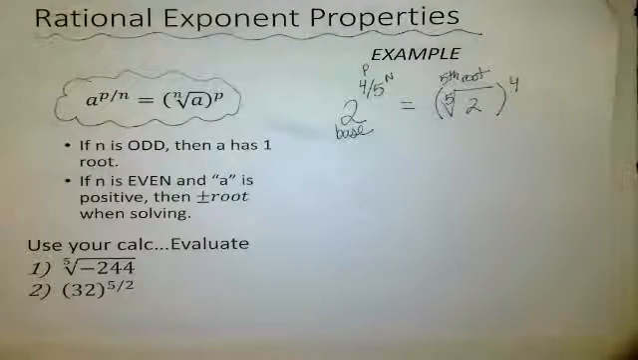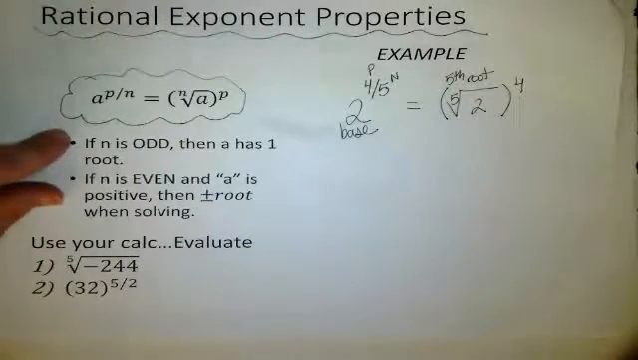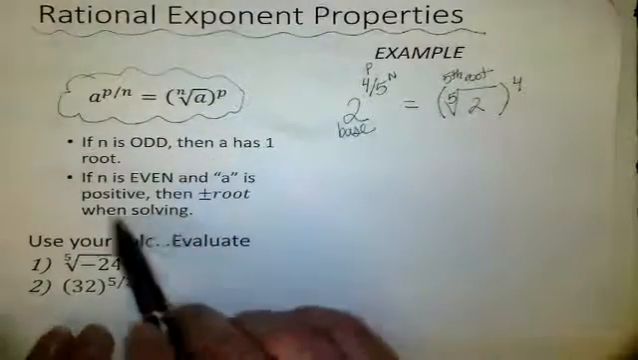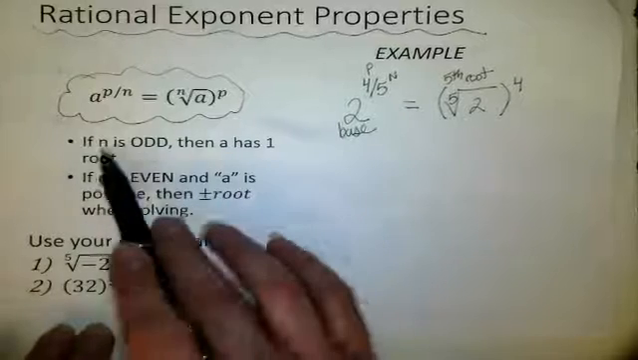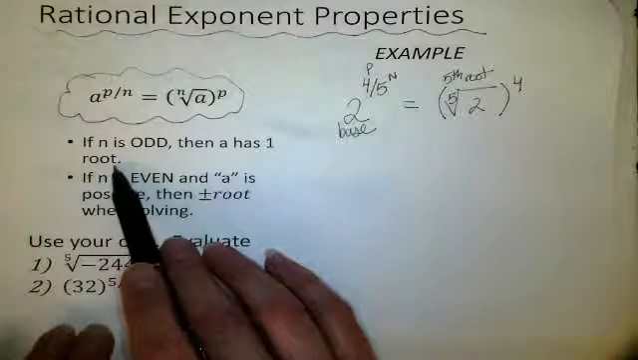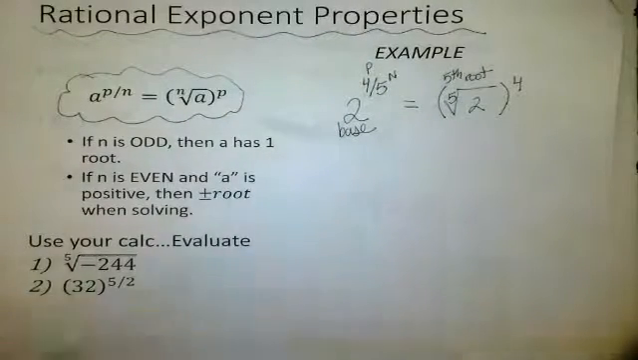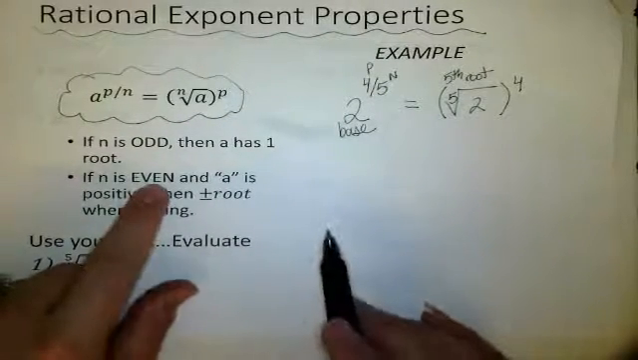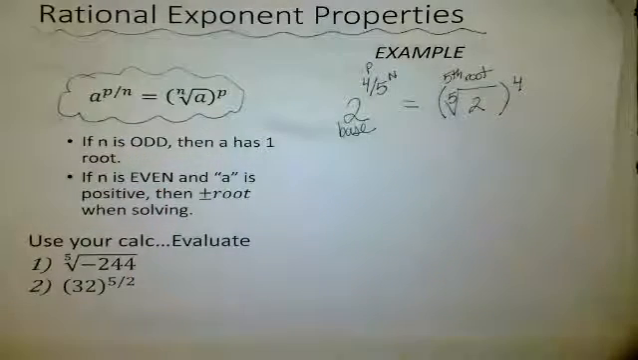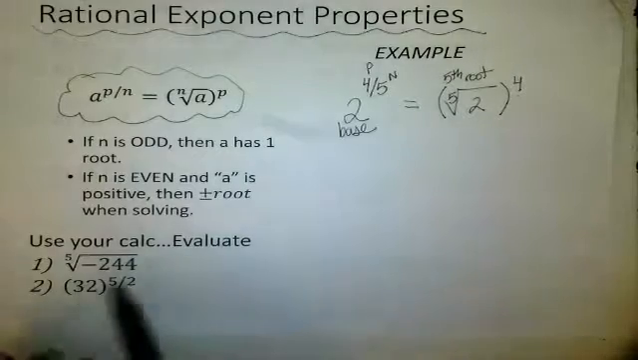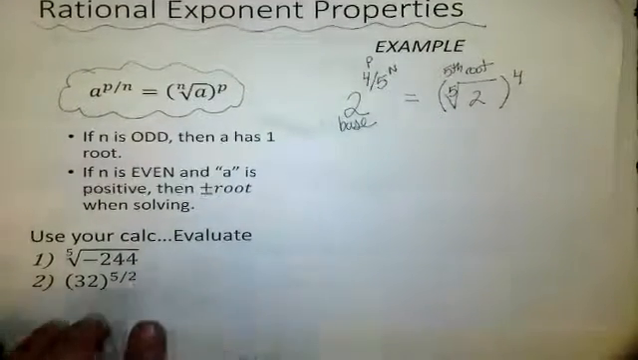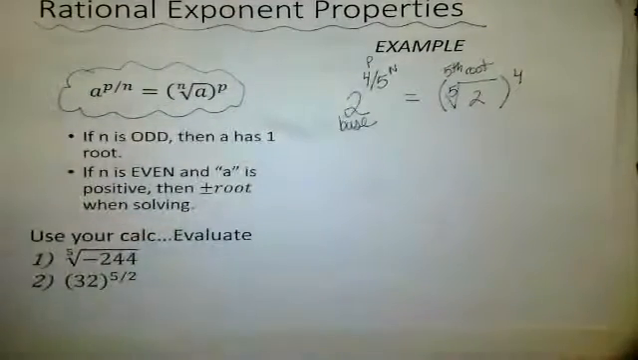This is a little bit of information we will get to later. Your calculators will help you out with this today. If n is odd, then it has one real root, one real answer. If the index is odd, there's always one answer. But if the index is even, then we might get 2 answers, a positive and a negative answer, when we're solving for x. It doesn't apply to us today, but it will in the future. I want to show you how to use your calculators to evaluate these. So get out your calculators. I'll do it both ways.